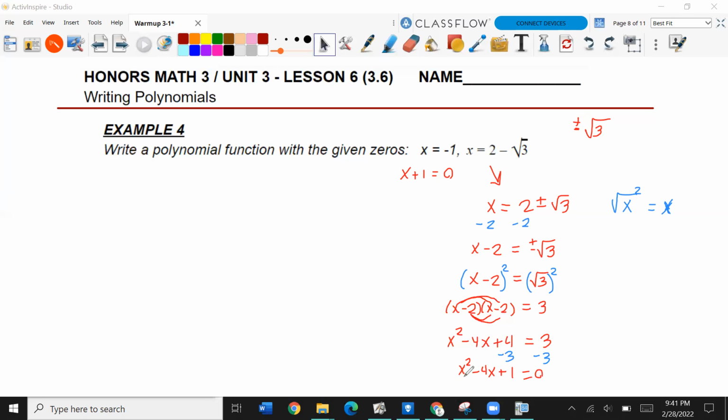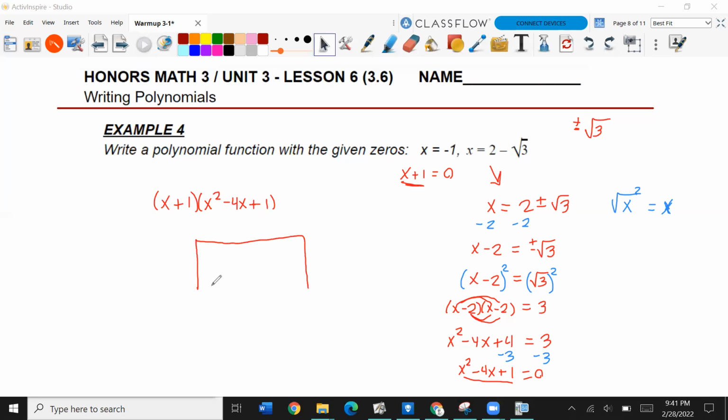And now that that's equal to 0, again, I have everything ready to go. This is x plus 1. Those are going to get multiplied together. I don't have any multiplicities to worry about. So let's go ahead and box that together and get our solution.